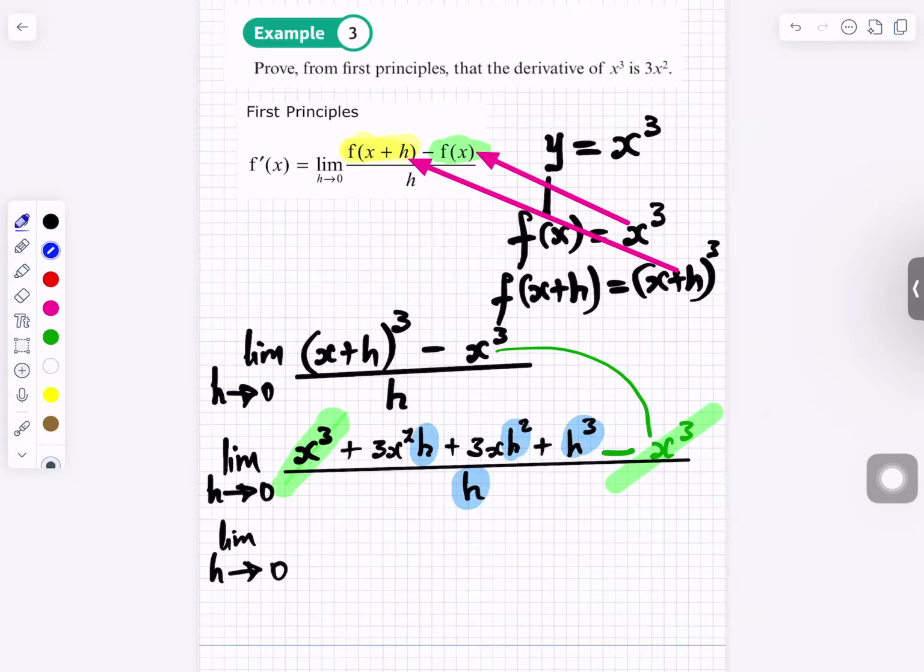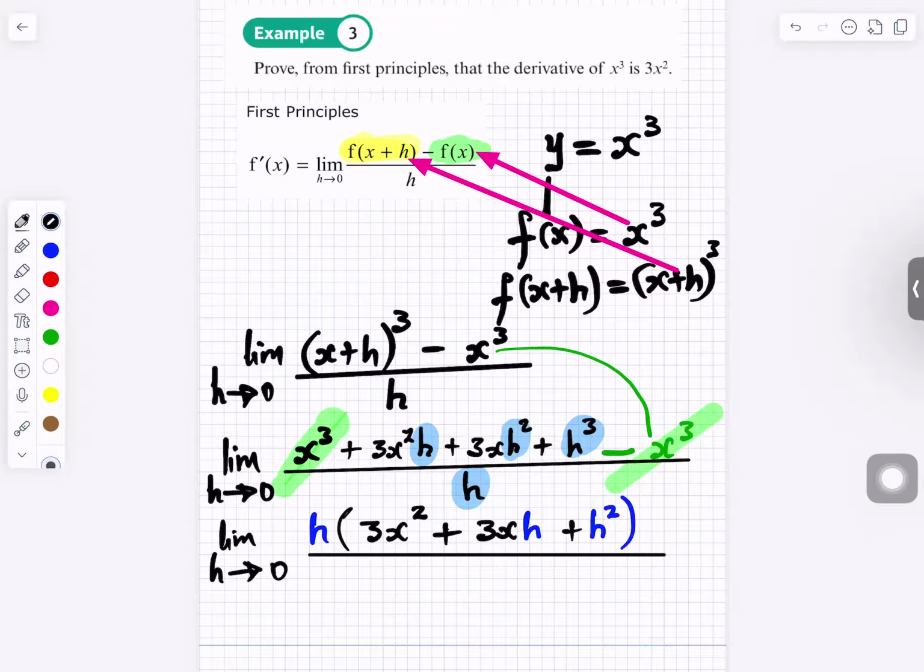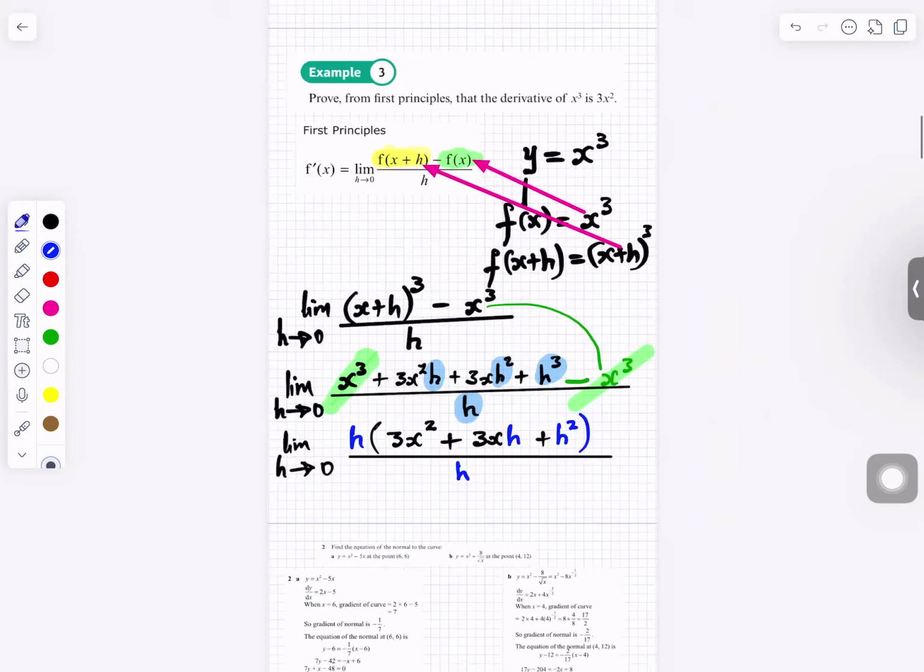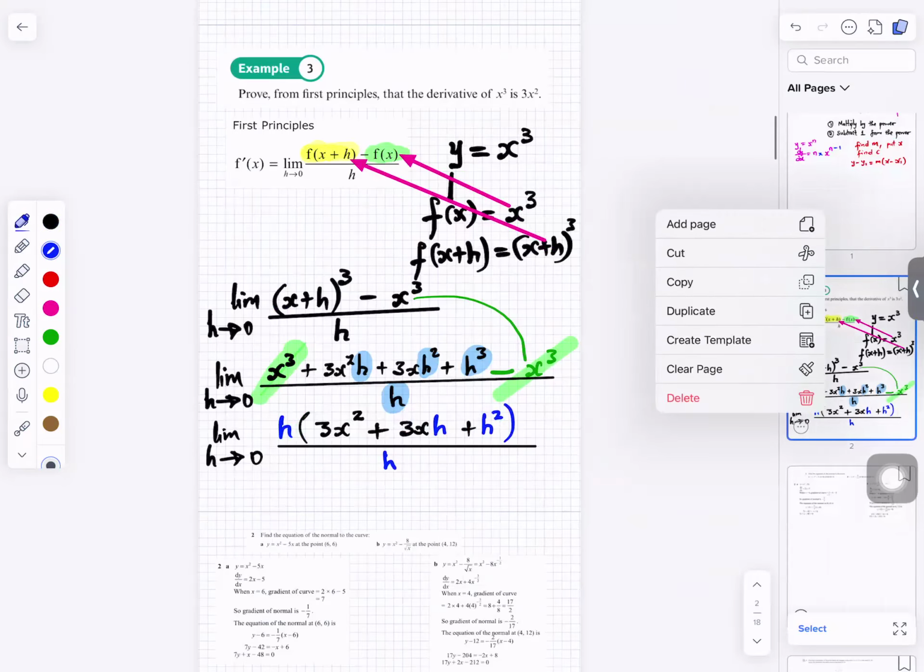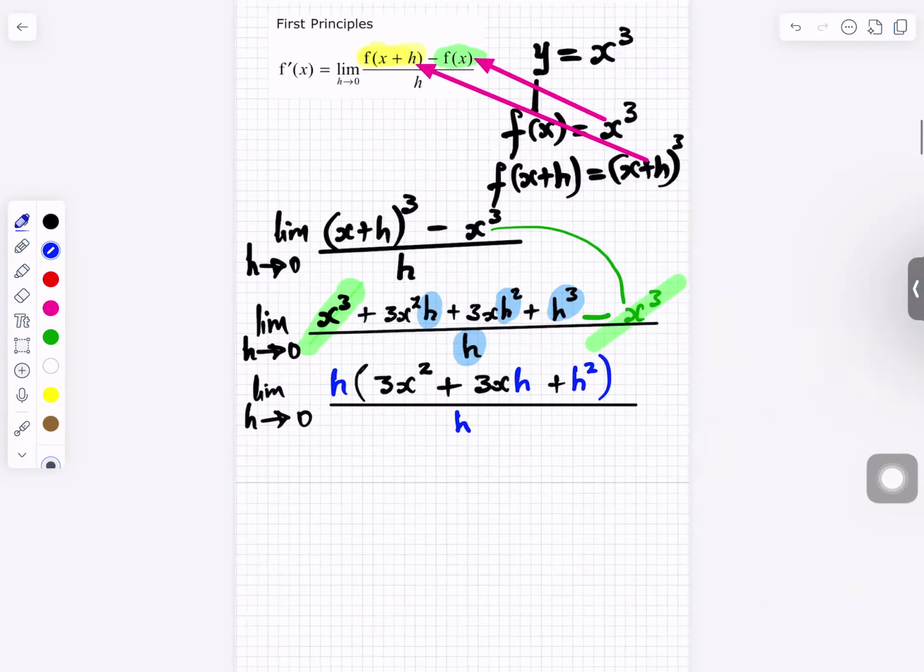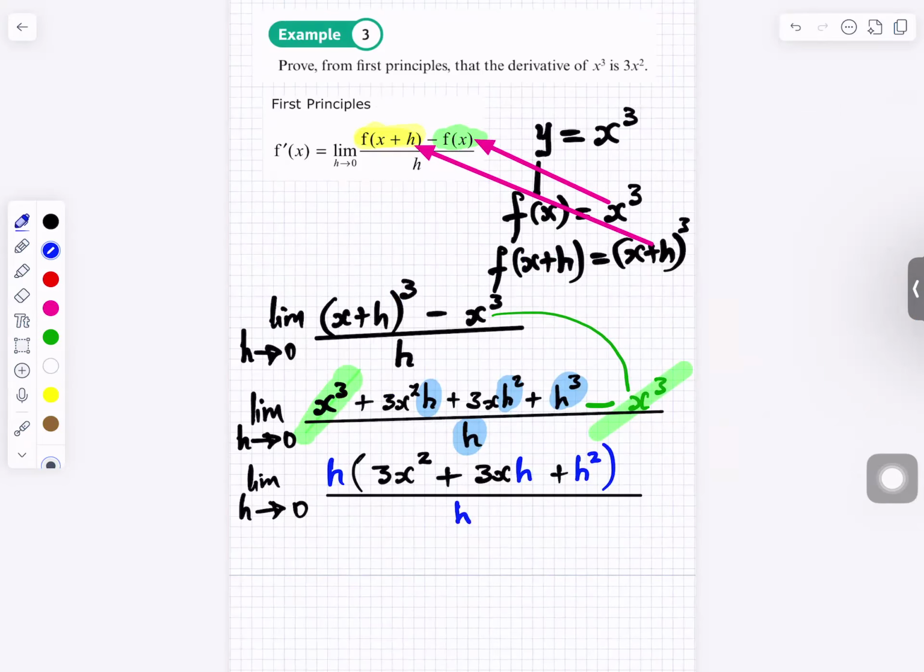So what I want to do is I will take the h out of the bracket, and then I'll be left with 3x squared plus 3x times h. Let me put that h in blue. There's one h left in blue. Plus h squared. Put that in blue there. All divided by h. I'm just writing out the working so that you can see what I'm doing in full. When you do it in an exam, you may not write all these steps, but it's good to write if you have time.